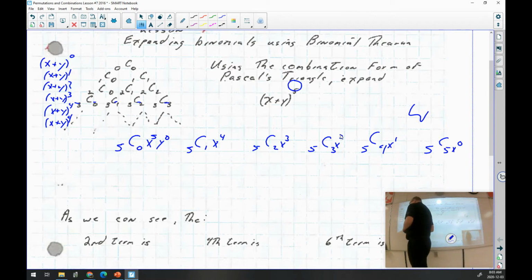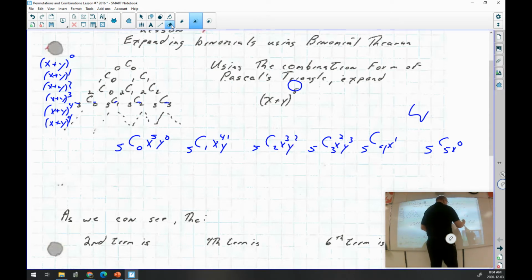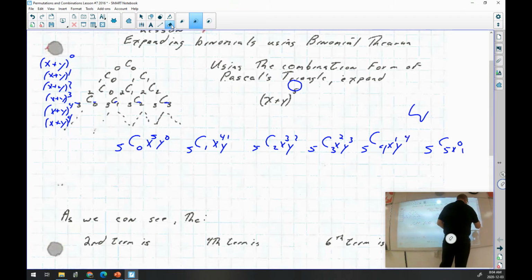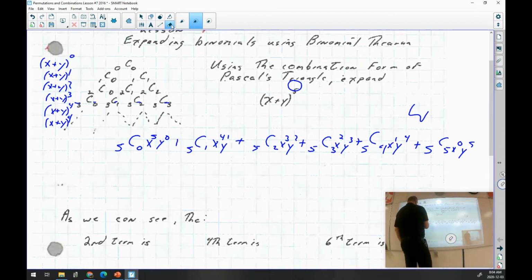Okay, so that's our x. Now our y term, our second term in this expansion, is going to start at y to the 0, and it's going to increase all the way across. Because we are going to add these together, the only time we wouldn't add them is if one of the terms was a negative value. Now this is the expansion.